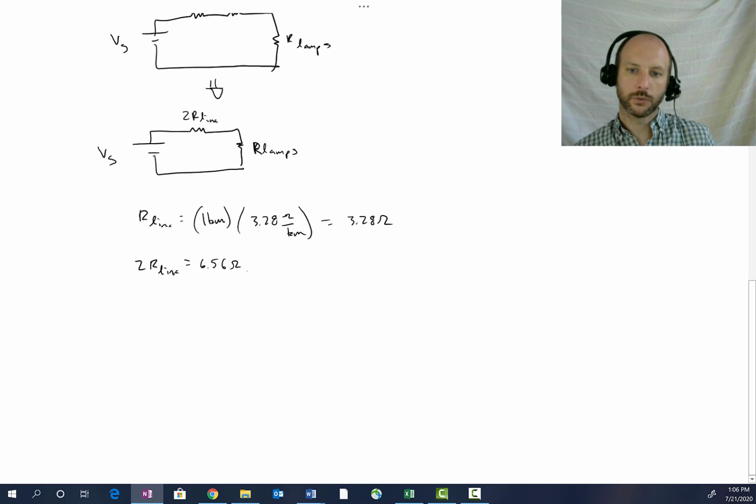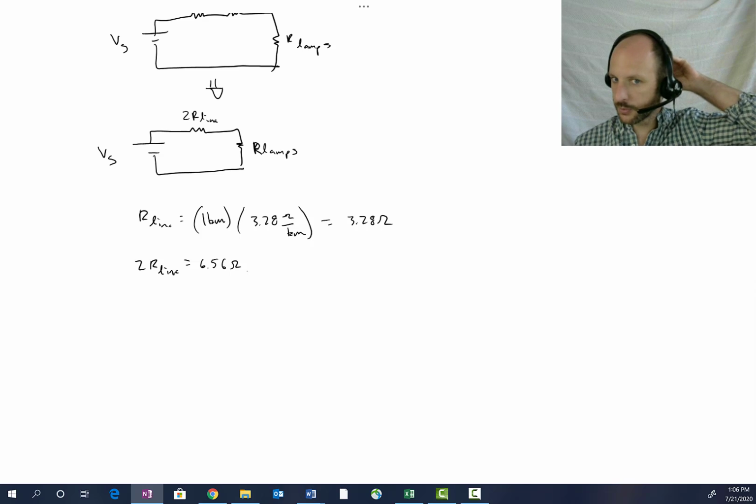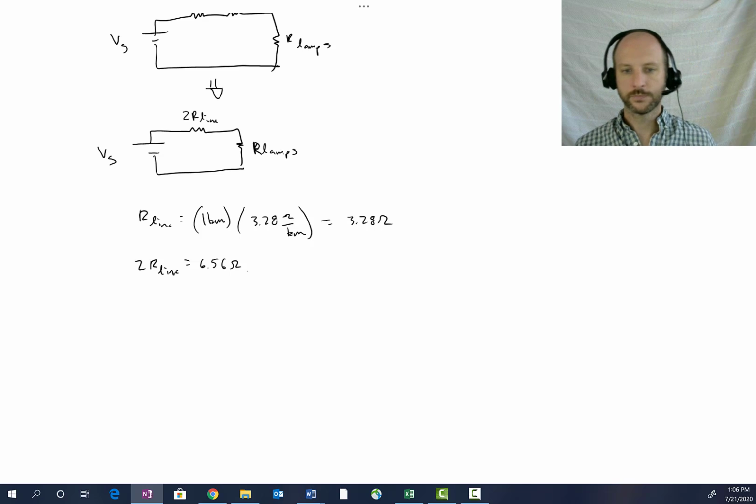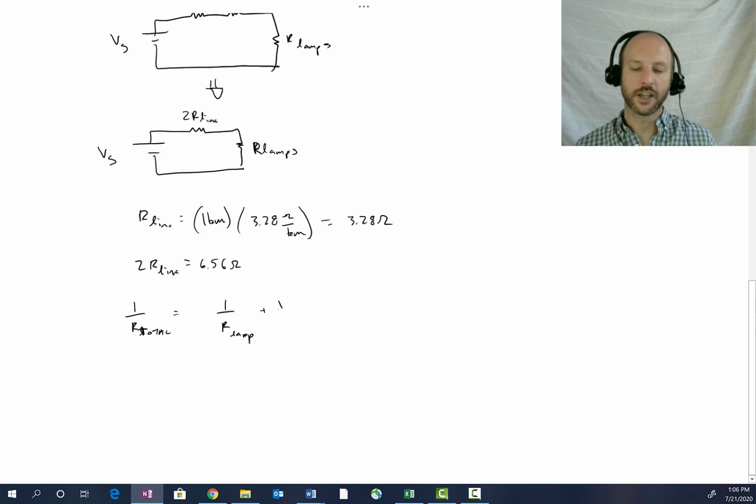Since there's two of those, we just need to multiply 3.28 ohms by 2. We get 6.56 ohms. Next, we need to calculate the effective resistance of the lamps. Since they're in parallel, we need to use the parallel resistance formula, where 1 over R total is 1 over R lamp 1 plus 1 over R lamp 2, etc., up to 200 lamps.